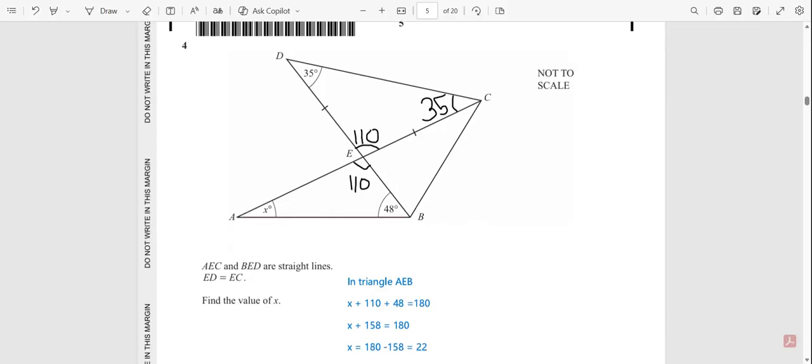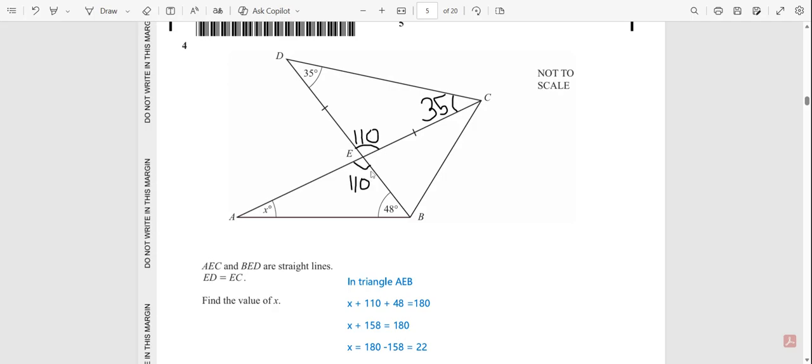Okay. Question number 4. AEC and BED are straight lines. ED is equal to EC. Find the value of x. If this is 35, this is also 35 since the base angles of the isosceles triangle are equal. So 35 plus 35 plus this is equal to 180. So 70 plus this is equal to 180. So 180 minus 70 is 110. So this is how we get 110.